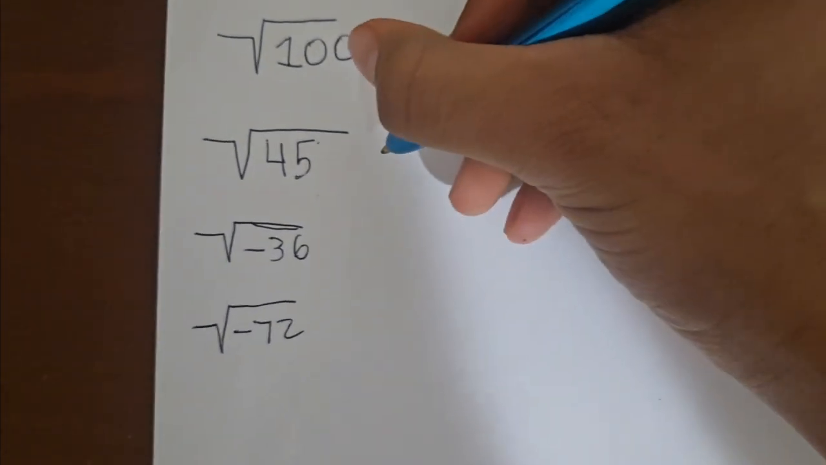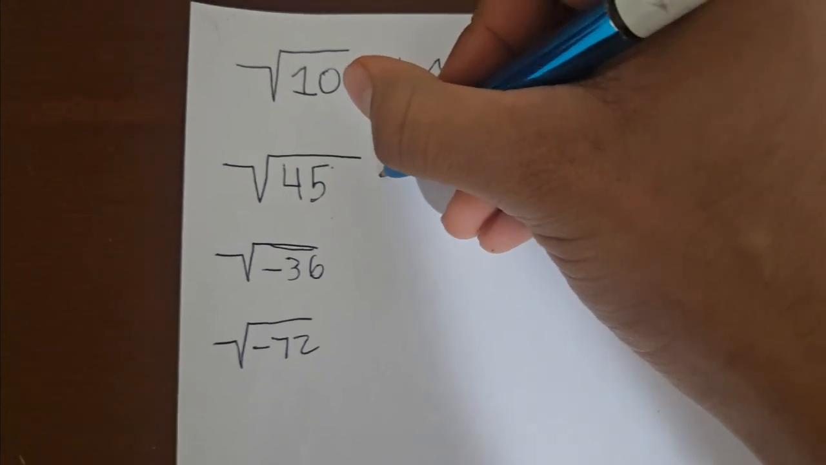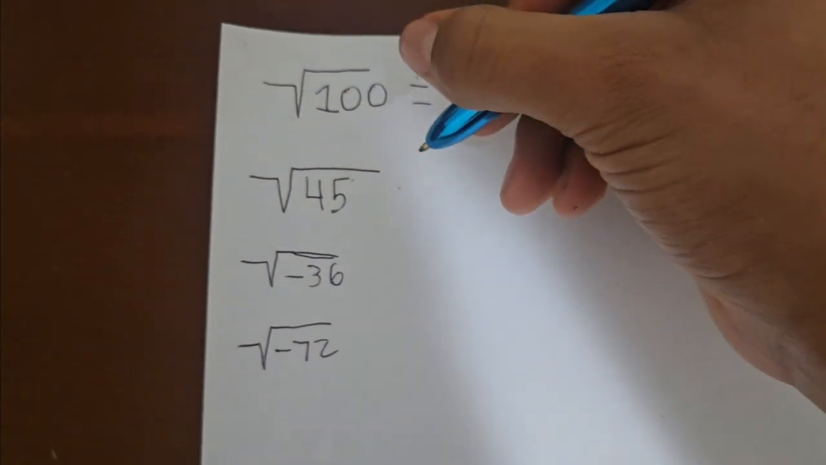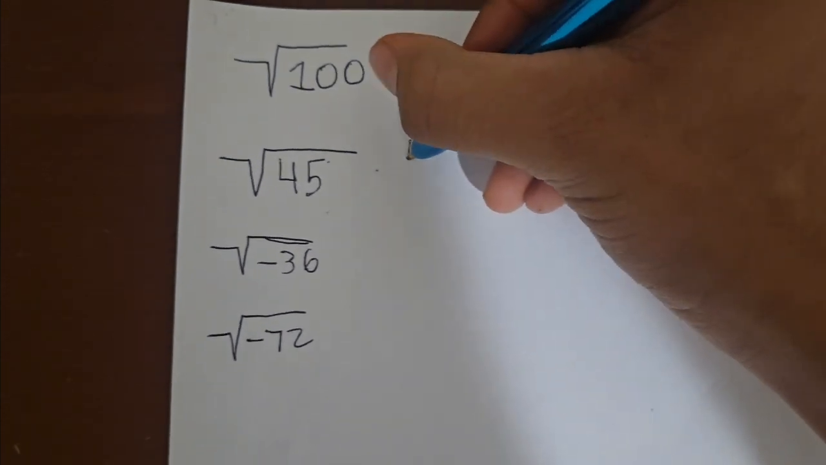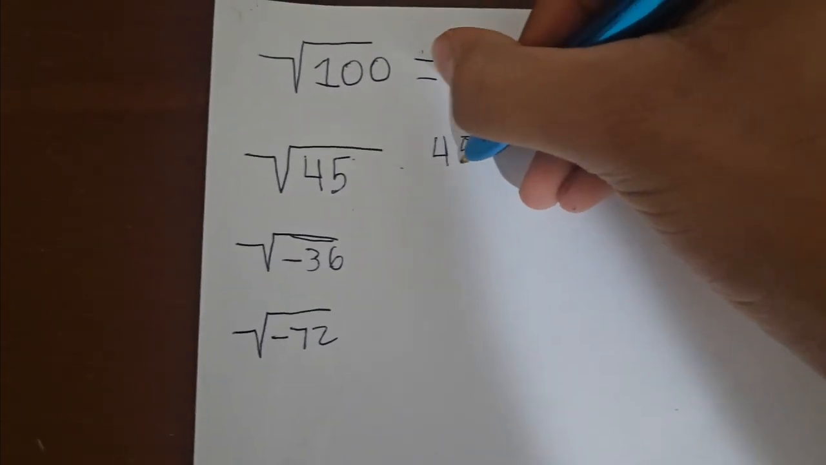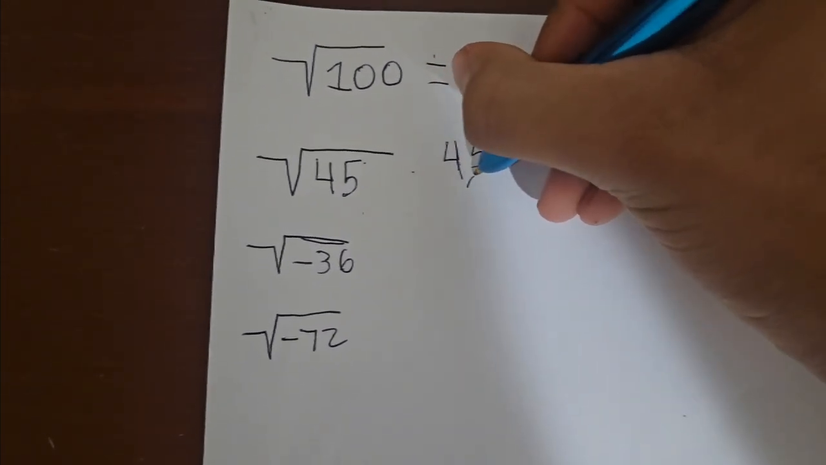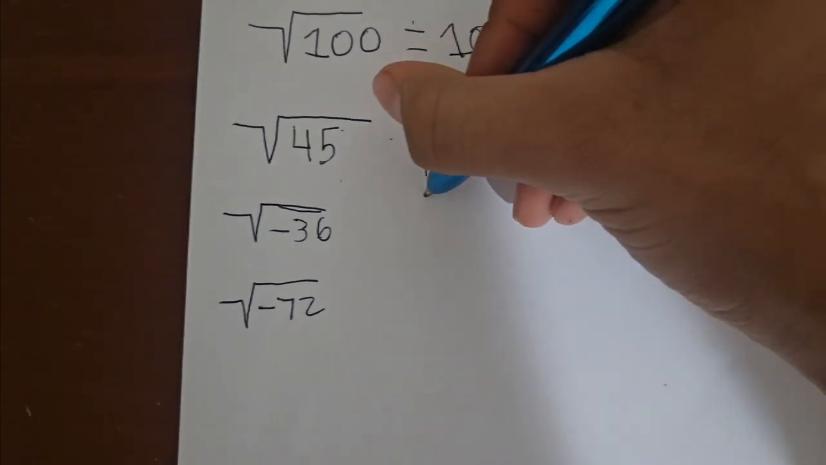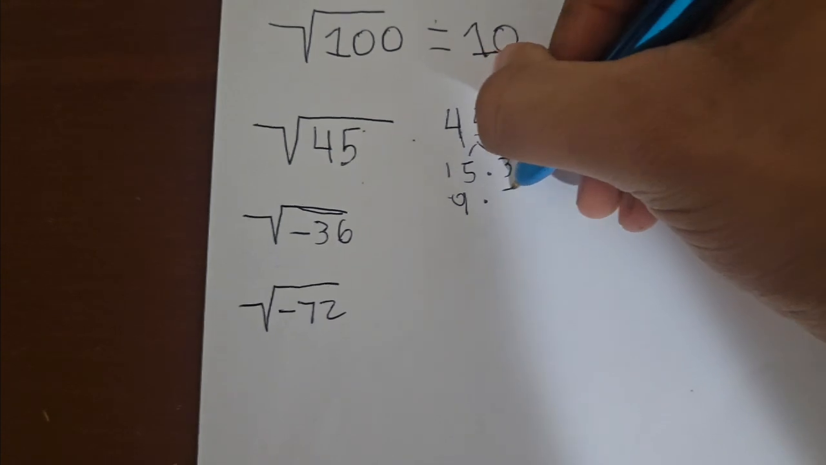And moving on, we have square root 45. And for this case, there's no perfect square for square root 45. And so what we had to do is list our factors, which would be 15 times 3 and 9 times 5.